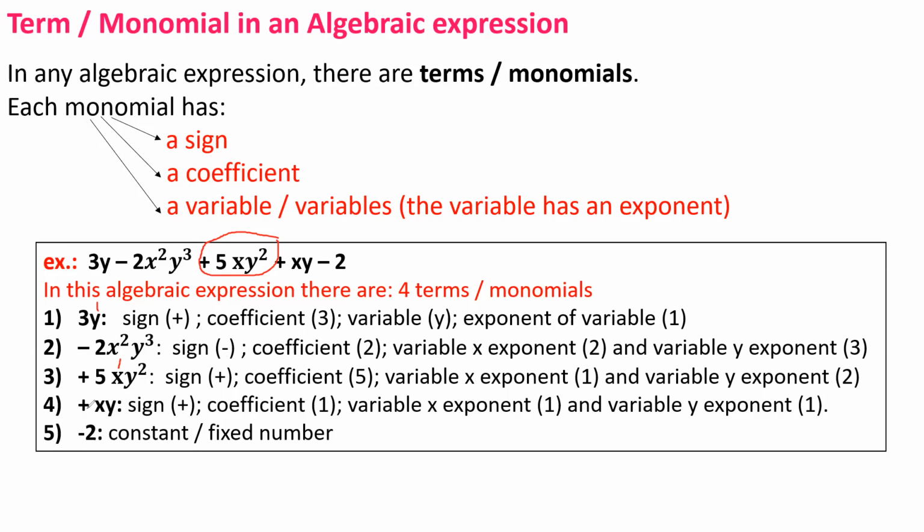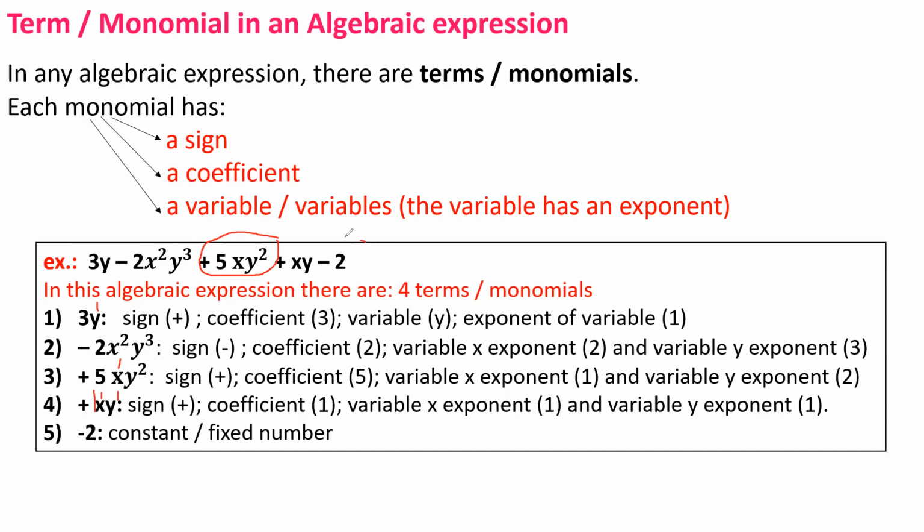The fourth monomial, plus xy, plus is the sign. Here I have no coefficient in front of the variables. So the coefficient of my variable is 1. And the first variable is x of exponent 1. The second variable is y of exponent 1.